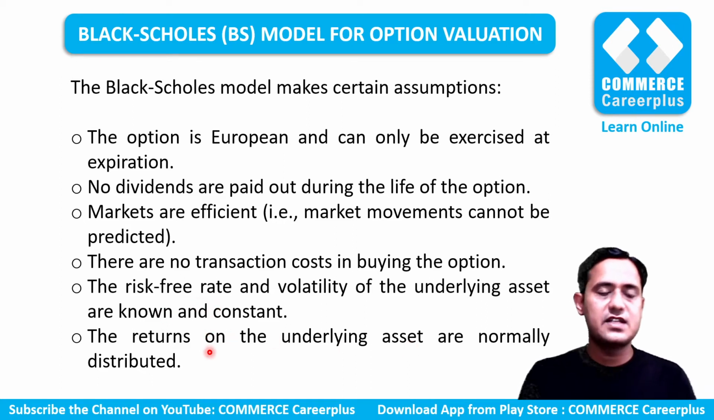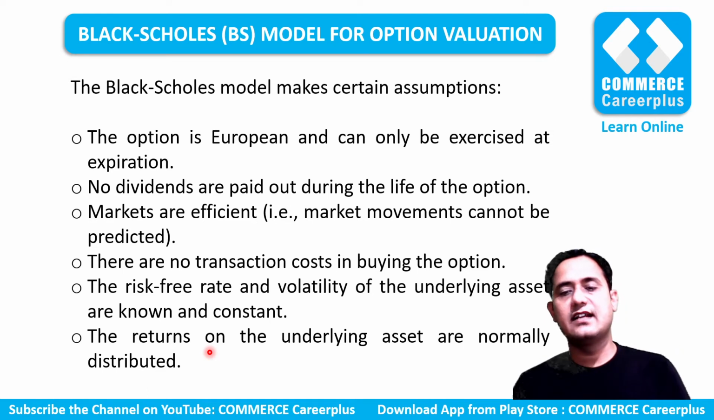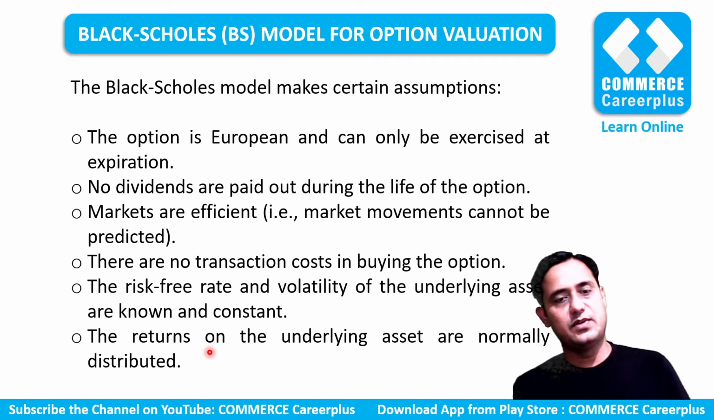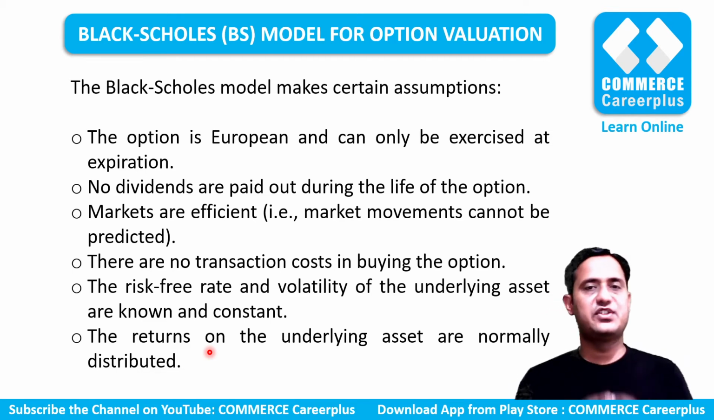And the last assumption is the return on the underlying assets are normally distributed. जो भी return है underlying assets के, ये कैसे रहने चाहिए? Normally distributed. So these are the 6 simple assumptions of Black-Scholes model.